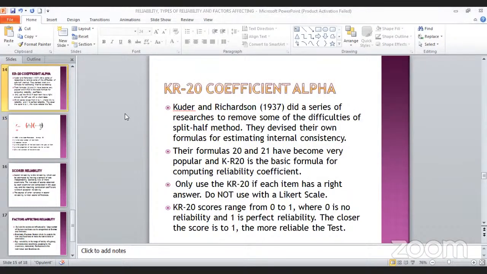The Kuder-Richardson scores range from 0 to 1, where 0 is no reliability and 1 is called perfect reliability.